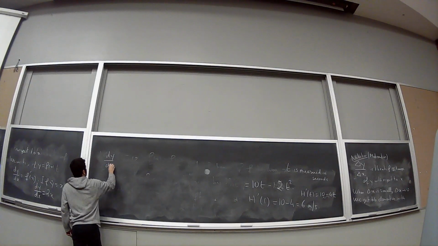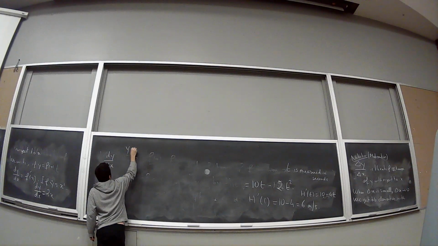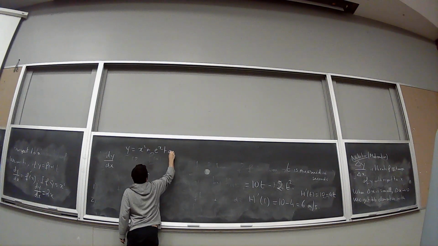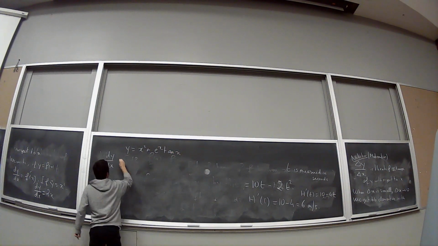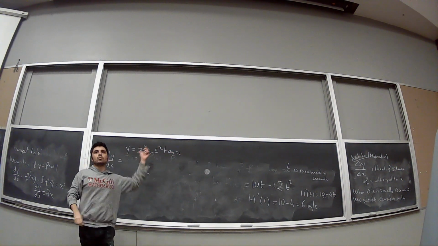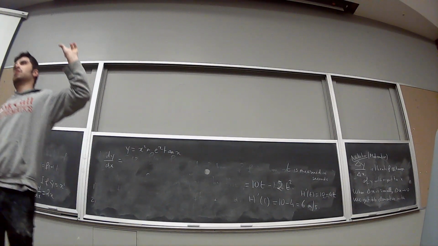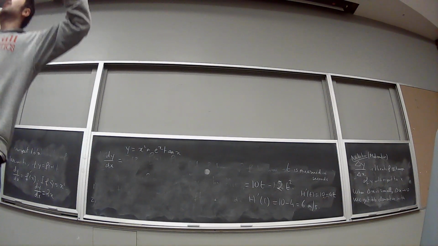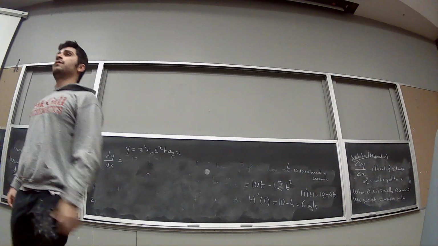dy by dx. If y is, let's say, x squared plus e to the x tan x, what is dy by dx? Everybody, what is the operation I'm doing here? The last thing I'm doing is a sum. Agree or not? Yes. How do I differentiate this?